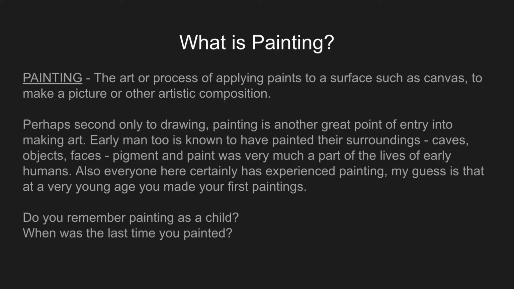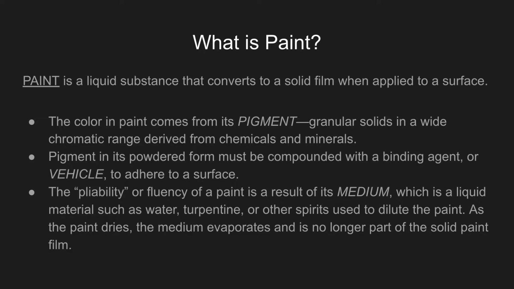Painting's very accessible, at least in today's day and age, and most of you probably have experienced painting, if not recently, at a young age. So paint is a liquid substance that converts to a solid film when applied to a surface. There are many different substances that painters use, and the substance is called the medium. Medium has pigment in it.